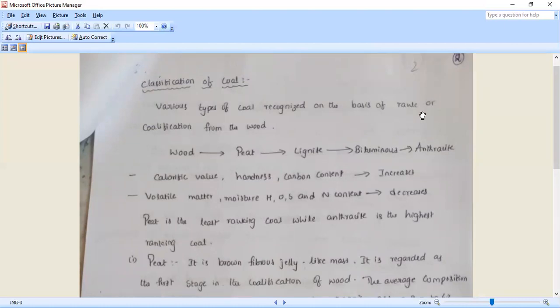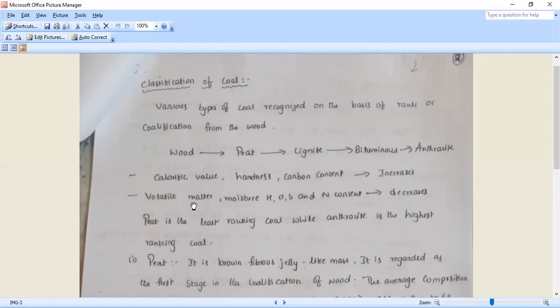Calorific value, hardness and carbon content increase from wood to anthracite. Calorific value increases, hardness increases, carbon content increases. That's why anthracite has higher calorific value than all these coals. Volatile matter, moisture, hydrogen, oxygen, sulfur and nitrogen content decrease.